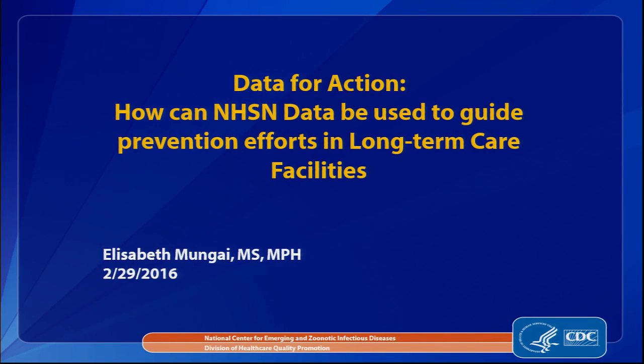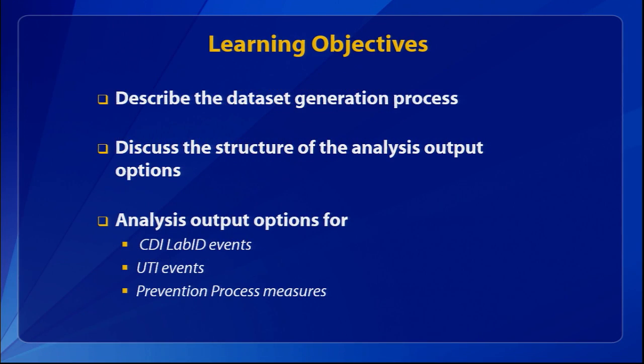So we will be talking about the dataset generation process in NHSN, and then we'll discuss the structure of the analysis output options. And then I'll be discussing the output options for CDI lab ID events, UTI events, and the prevention process measures.